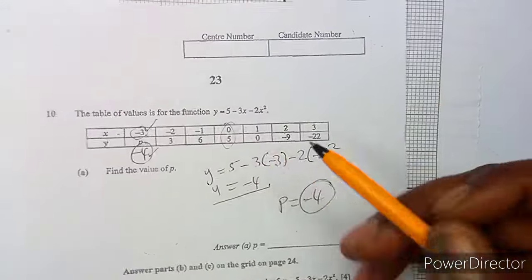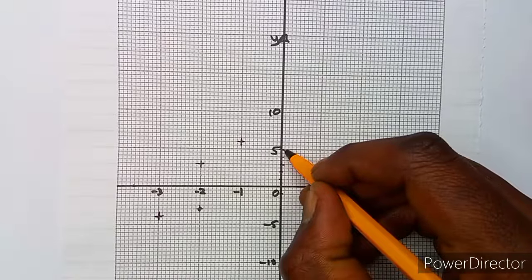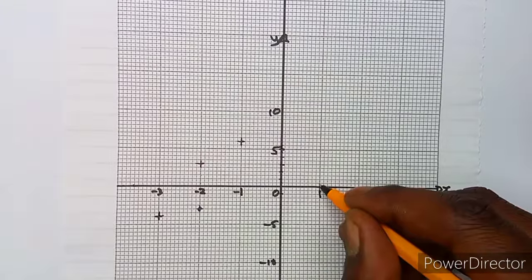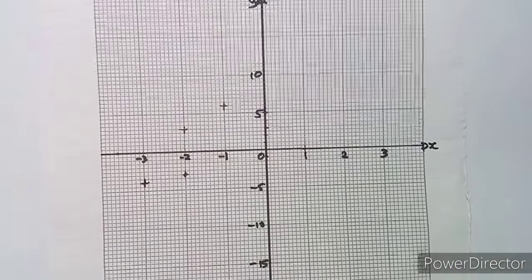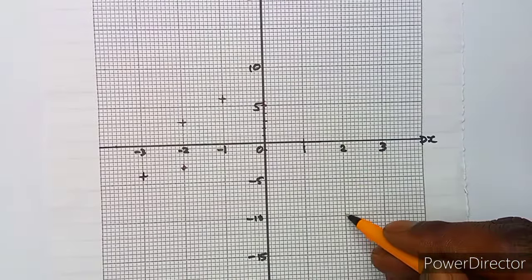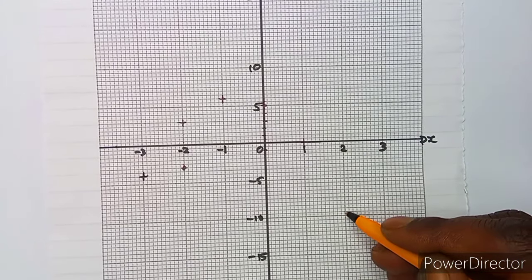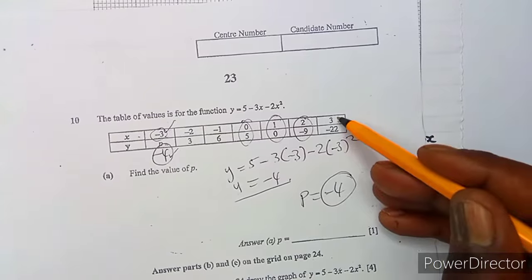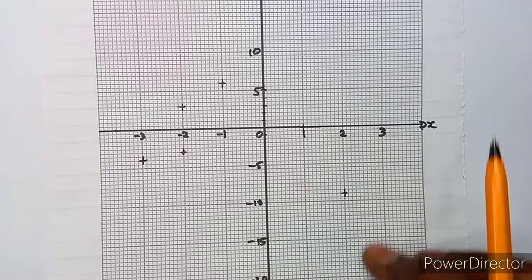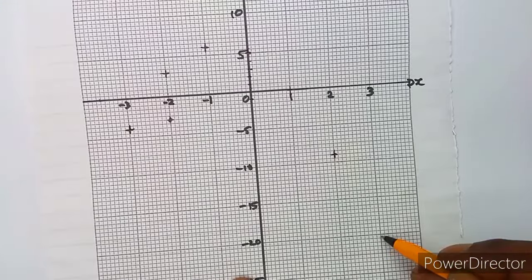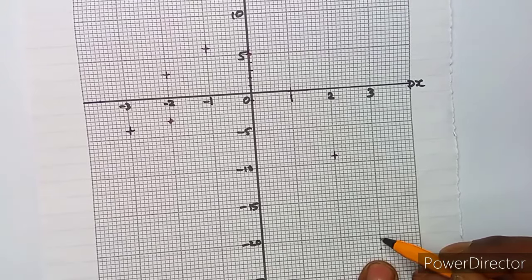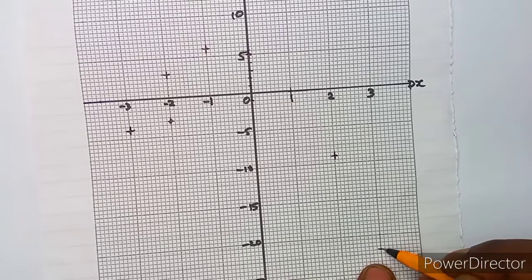Then you've got 0, 5. That's 0 and 5 here. Then 1, 0: when x is 1, y is 0 here. Then 2, -9. -9 is actually 2 boxes below -10. This is -10, so 1, 2 going back here. That's your -9. Then 3, -22. That's 3 here, -22. This is -20 here, so you count 4 boxes from -20: 1, 2, 3, 4. Somewhere there.